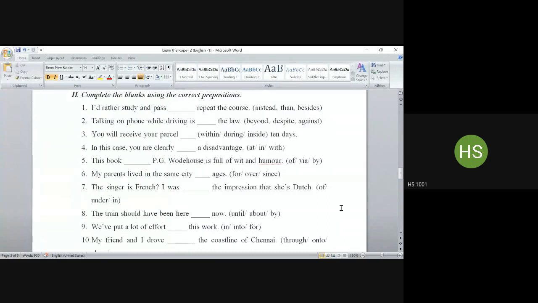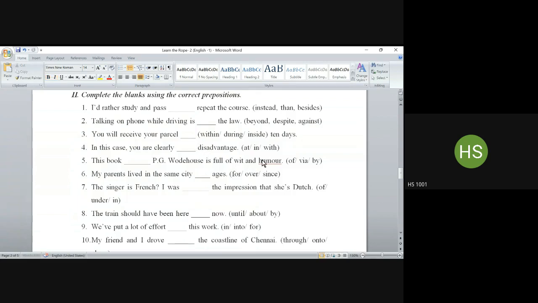Second: talking on the phone while driving is dash the law. Beyond, despite, against. Against the law, right? It's against the law. Third one: you will receive your parcel within, during, inside 10 days. Within 10 days. Within. Limit, right? Within 10 days. In this case, you are clearly dash disadvantage.